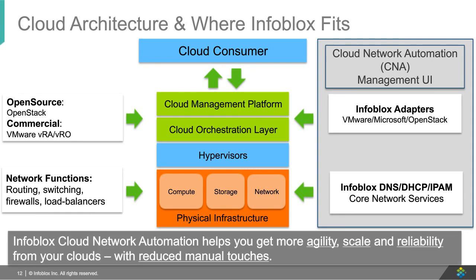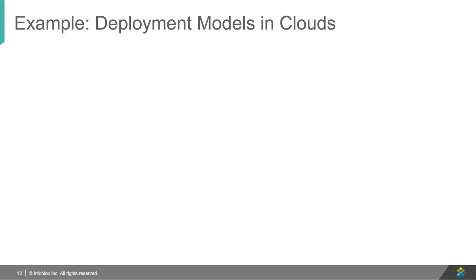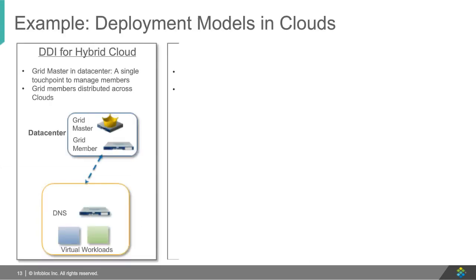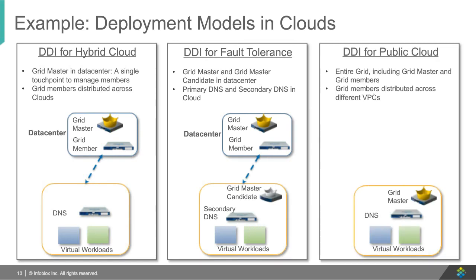Right. So let's talk about some of the deployment models that you can have on the cloud using our Infoblox grid, right? These are the typical deployment options that we support. You can deploy our grid on a hybrid cloud. You can deploy the grid if you want to achieve fault tolerance, or if you want to have the entire grid on the public cloud, right?